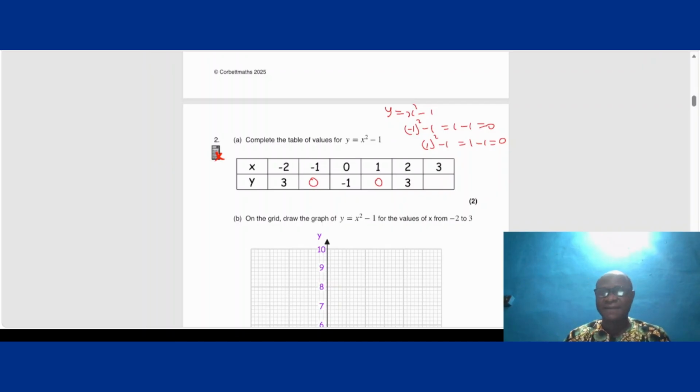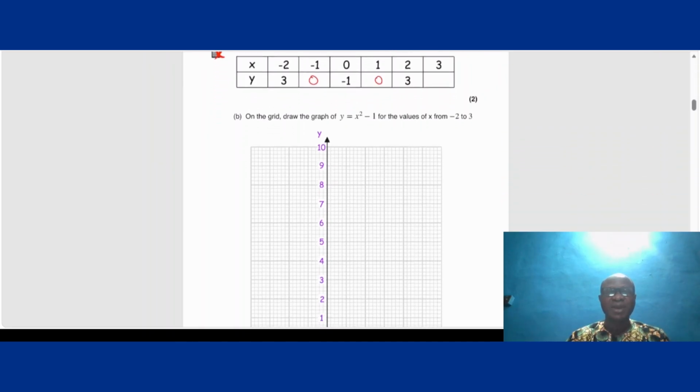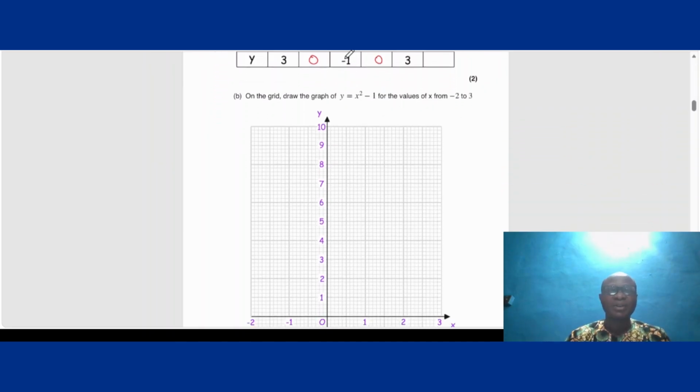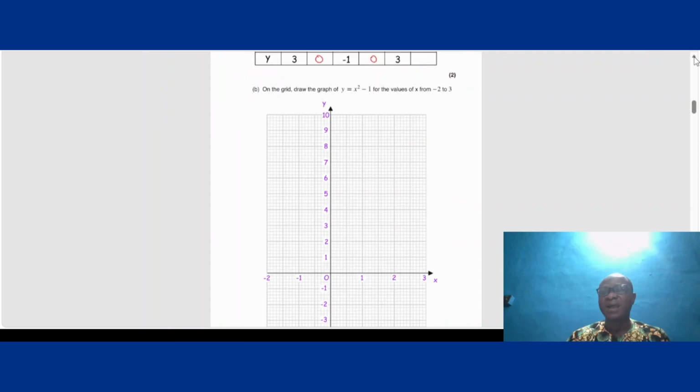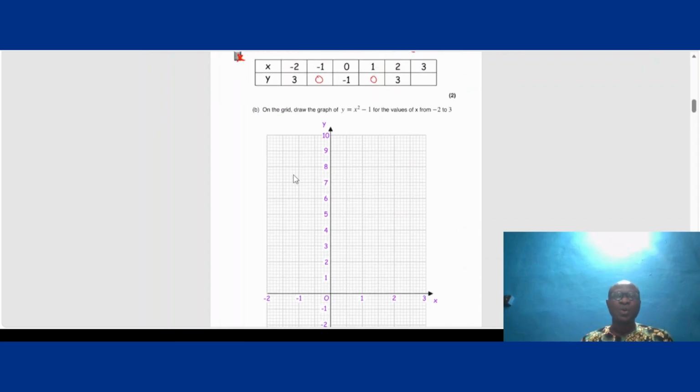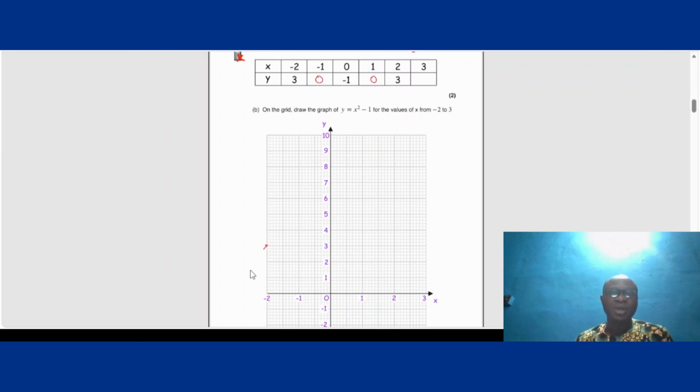So we plot the graph in this number 2. When x is minus 2, I want to reduce it a bit. Okay, it's fine now. Okay, I will reduce it more. Beautiful. Now, when x is minus 2, y is positive 3. See the point? Where y is 3, x is minus 2. When x is minus 1, y is 0. So it will be here. That is where x is minus 1, and y is 0.